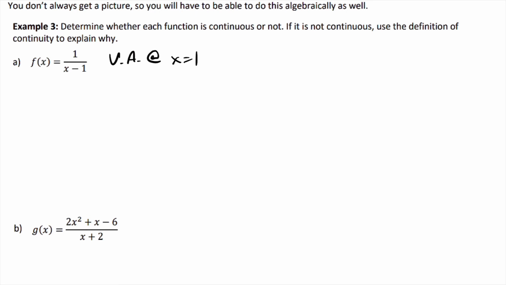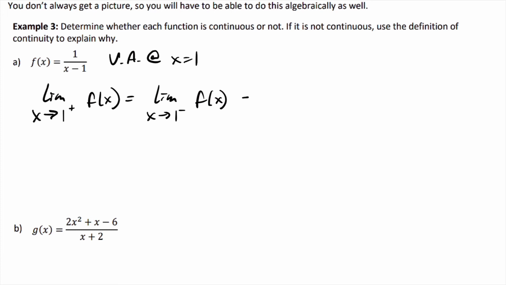Now we have to show using the definition of continuity. Okay, so let's set this up. The limit as x approaches 1 from the right for f of x equals the limit as x approaches 1 from the left for f of x equals the overall limit, which equals f of 1. Okay.